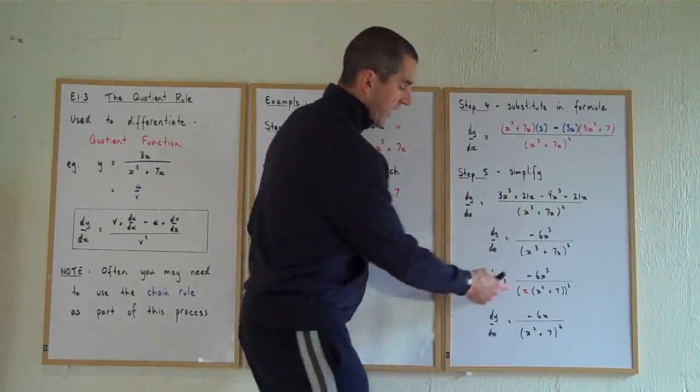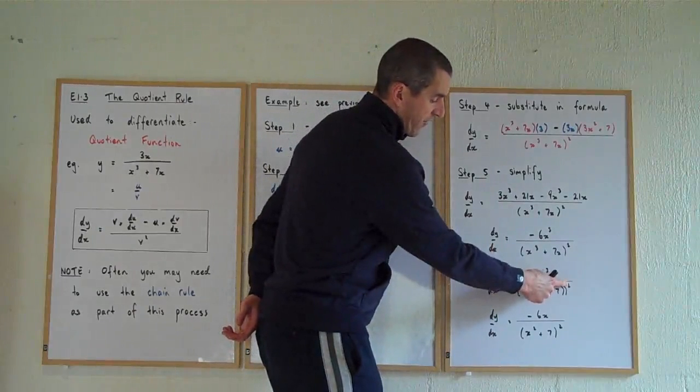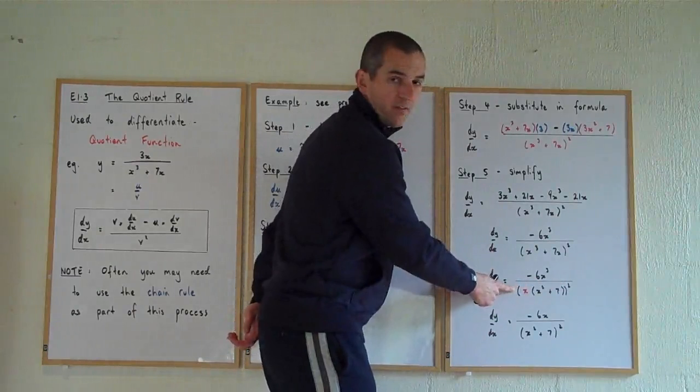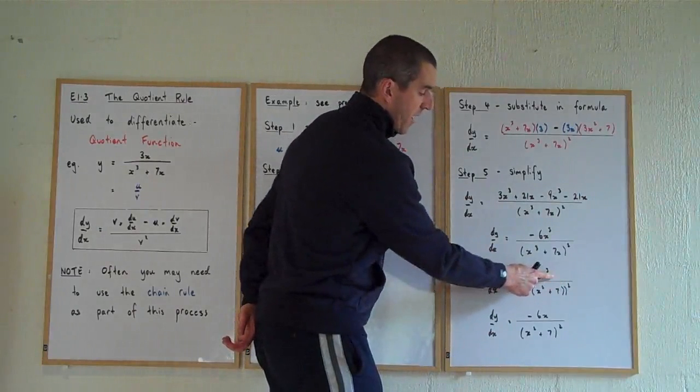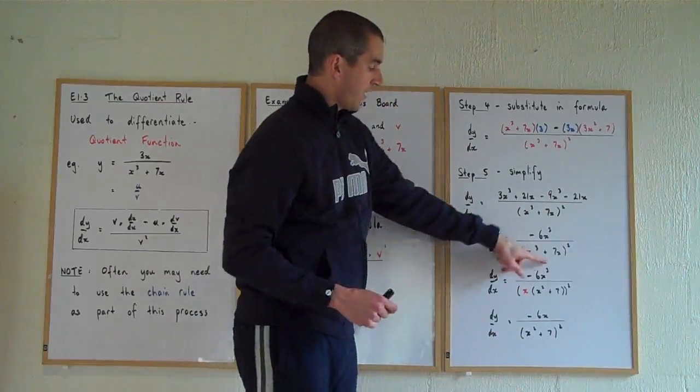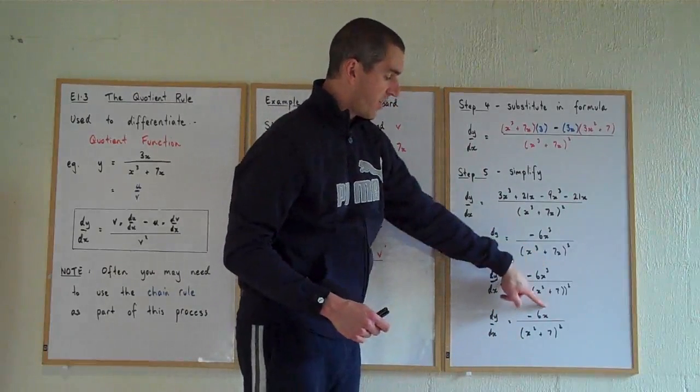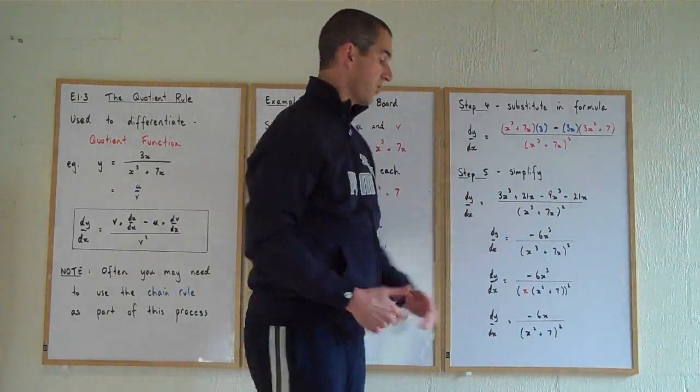If I want to take this x out the front here, I would need to square it first. So x squared would slip out the front of the bracket, meaning I have an x squared on the top, x squared on the bottom, and an x cubed on the top. 6x cubed divided by an x squared would leave me 6x, or negative 6x on the top of that fraction.